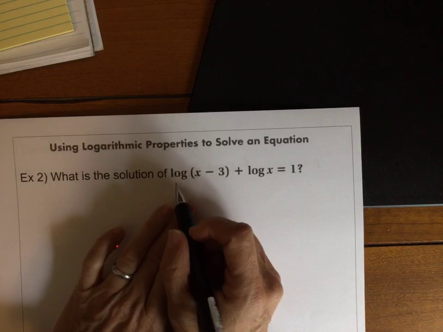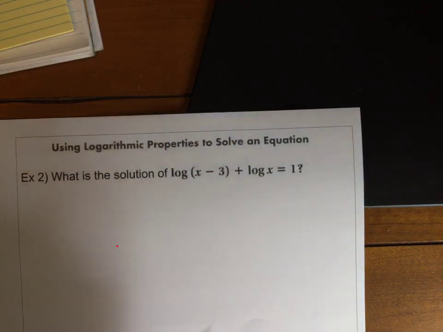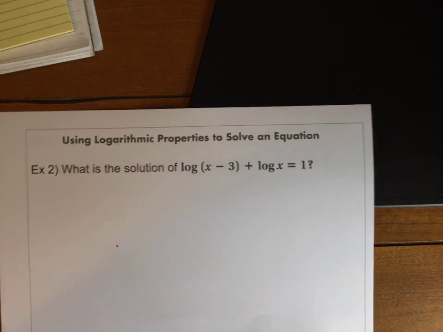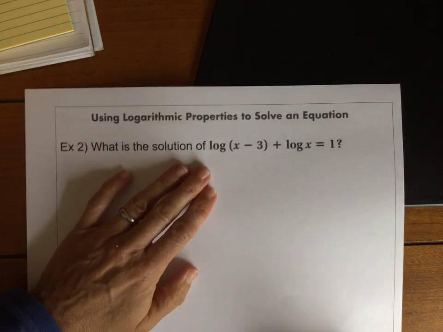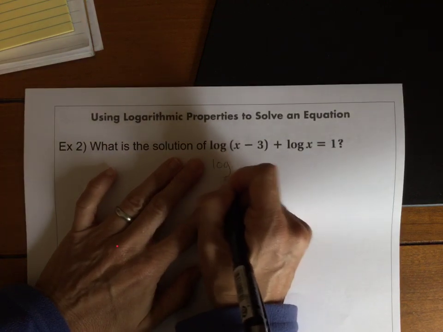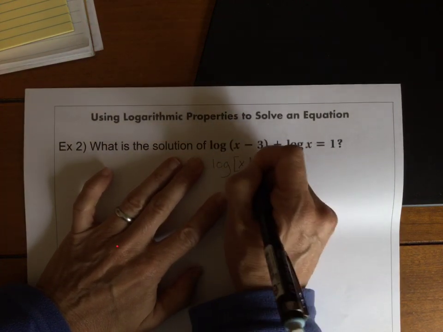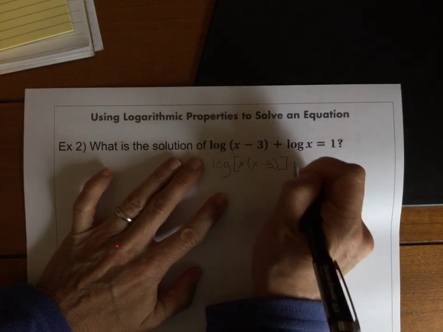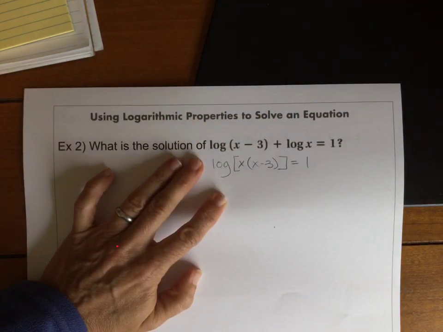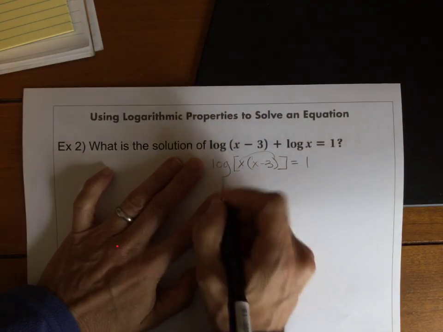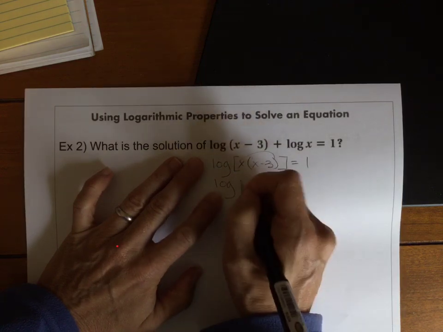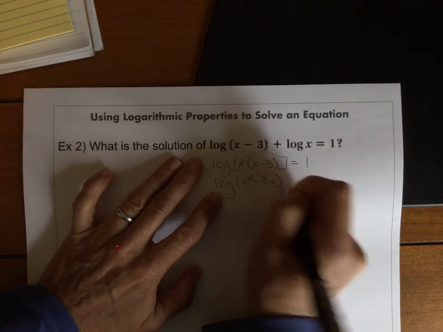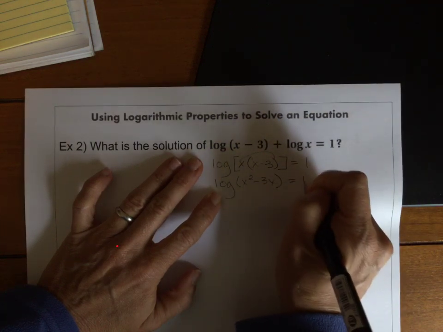And so since these are both log base 10 and we have addition, we know that log of x minus 3 is really being multiplied by that x over there because it's the product property. So first step would be to say, okay, it's x times x minus 3 equals 1. And then I can just distribute that to make it a little easier. So I have log of x squared minus 3x, and all of that equals 1.